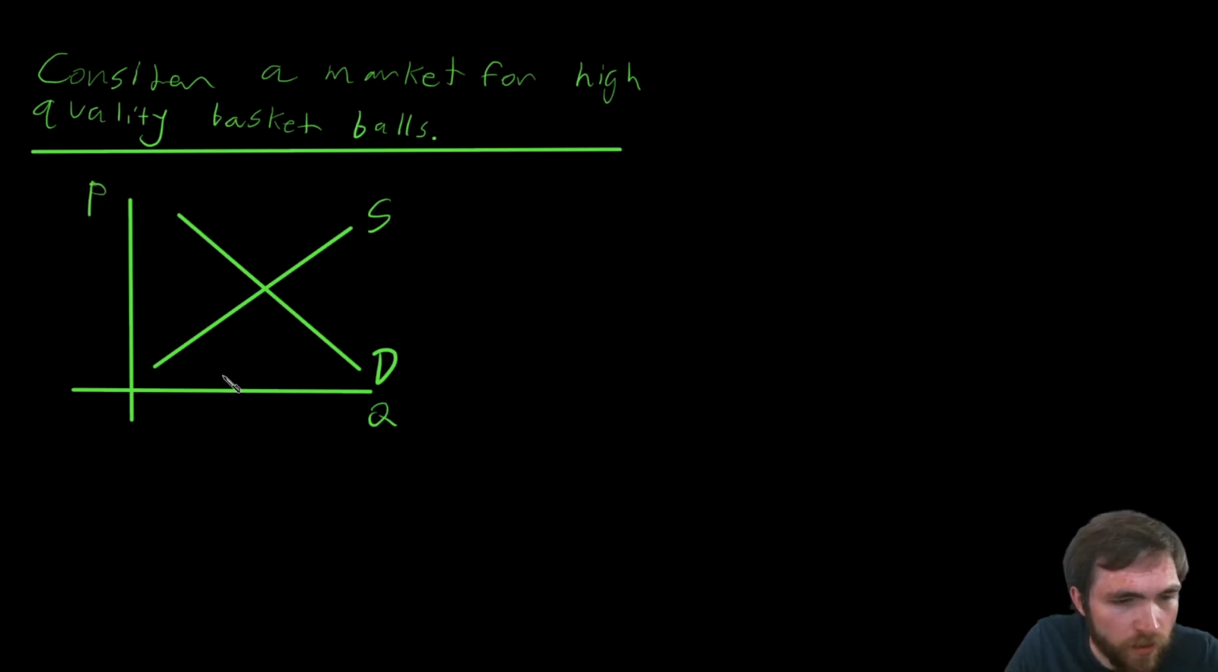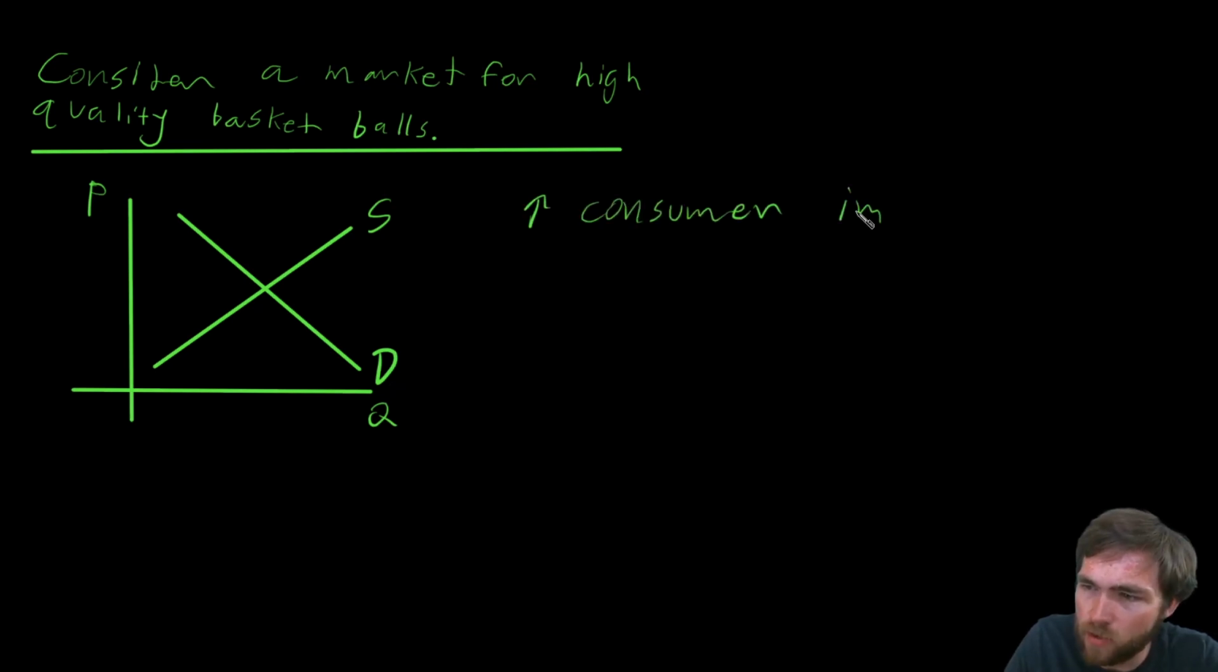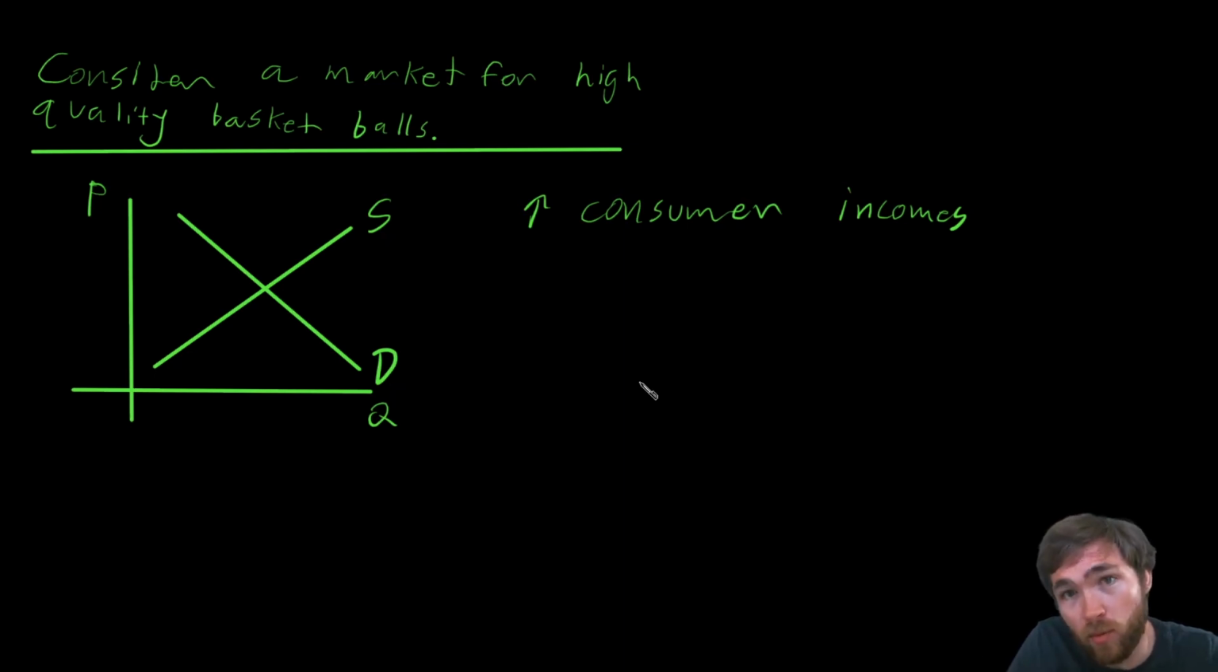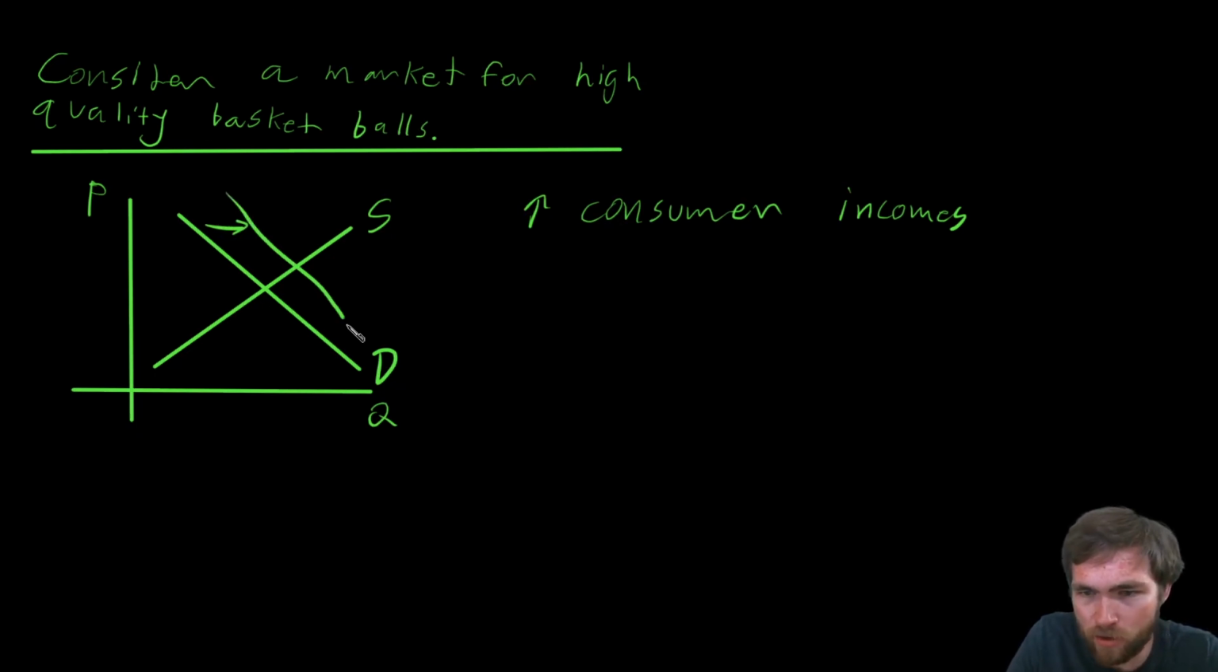So let's draw our supply and our demand curve just like before, Q and P. So let's suppose that there is an increase in consumer incomes. So the first thing to think is, okay, which curve is this affecting? And since it's increasing consumer incomes, it's probably going to be something happening on the demand side, right? And then we need to think about which way it's going to shift. So if this is a market for high quality basketballs, we're assuming that as consumers increase their incomes, they're going to consume more of them, rather than, say, if it were like low-grade basketballs. So in this scenario, the demand curve is going to shift outward to D prime.